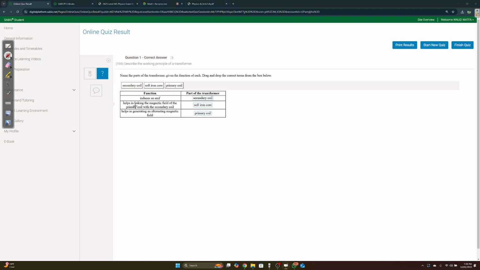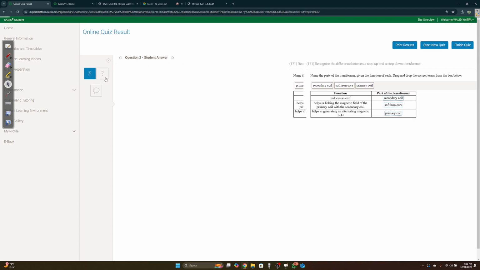here we have drag and drop: induces an EMF, helps in linking the magnetic field of the primary with the secondary, helps in generating an alternating magnetic field. Okay, obviously the one that generates alternating magnetic field is the primary coil. The one that has an induced EMF is the secondary coil, right? Remember, the primary coil generates the alternating magnetic field and sends it to the right, which the secondary coil gets an induced EMF. And obviously the soft iron core, we said, is the one that links it. These are all wrapped around the soft iron core.